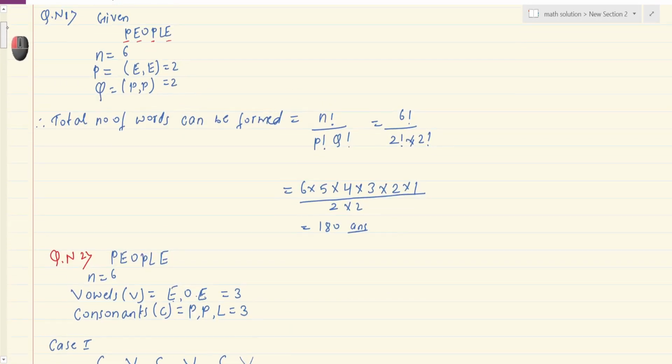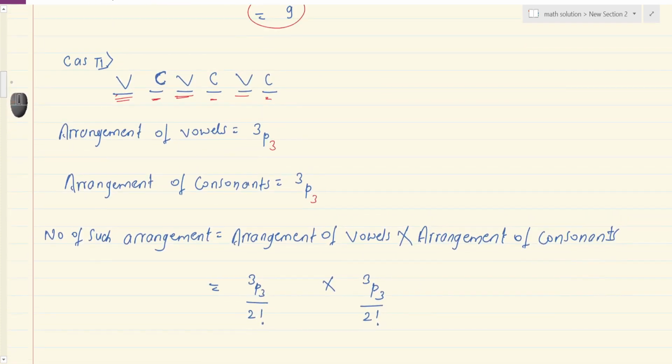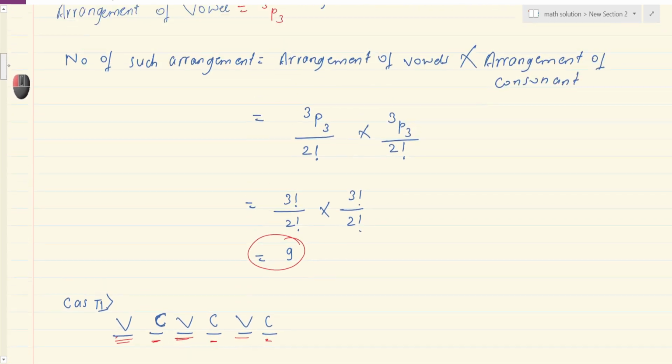Alternate means either we start with a consonant, then vowel, then consonant, then vowel, then consonant, vowel. Or if we start with a vowel, that is also a case of alternate. So either vowel, consonant, vowel. Those are two different cases, and according to that we should solve it.